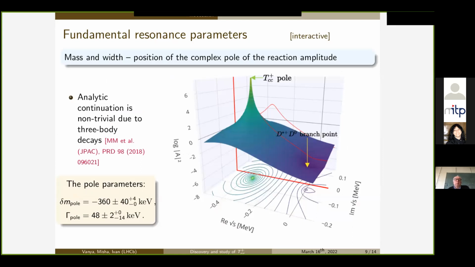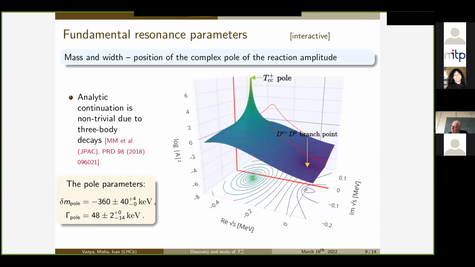As we have the fit, we have the analytic function for the mass shape. We can try to extract the pole position, which is not trivial in this case because of the finite width of the D star, but it is still possible. We got the pole position of mass around 360 keV below the threshold, and the width parameter again is like 48 keV.